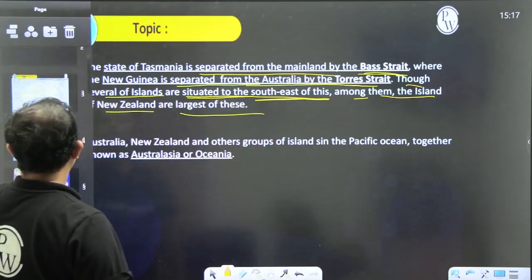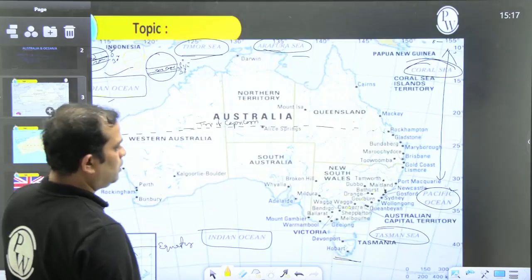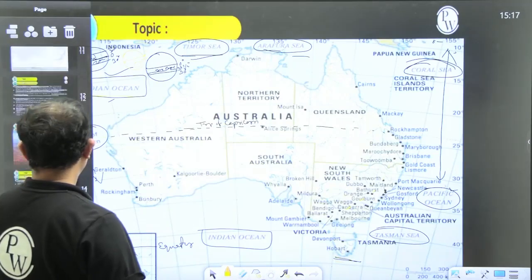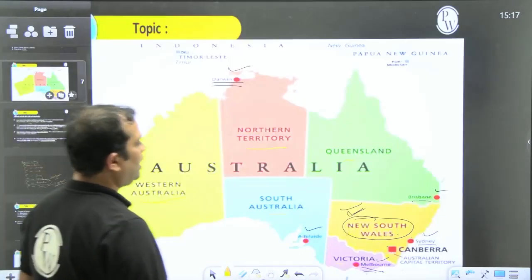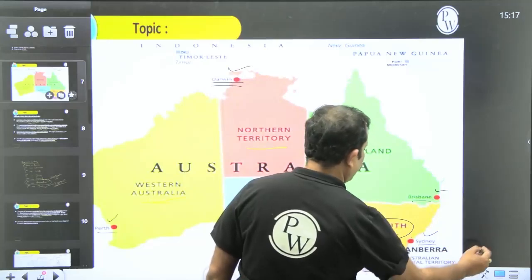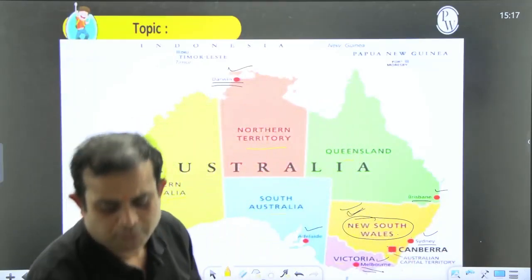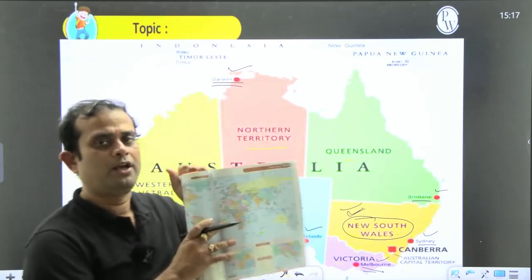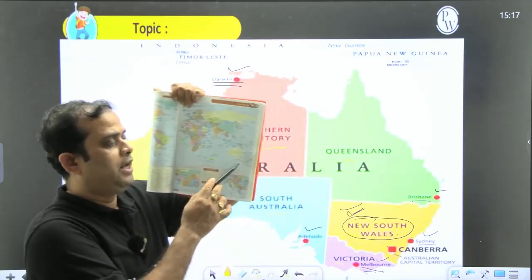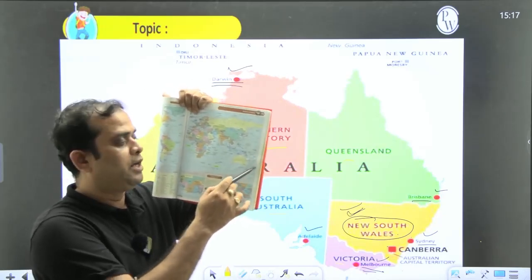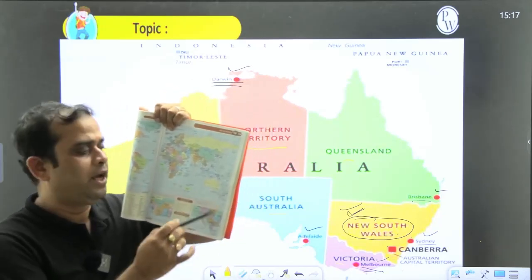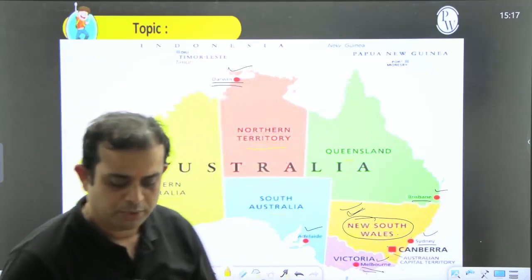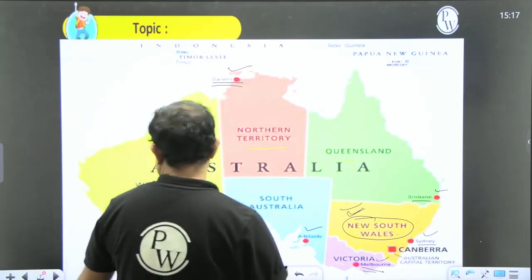New Zealand is not there in the diagram, but it is located in the far east. If you open your world political map, you can see it here. This is your New Zealand. New Zealand is in the southeast region of Australia. Next, further we see.